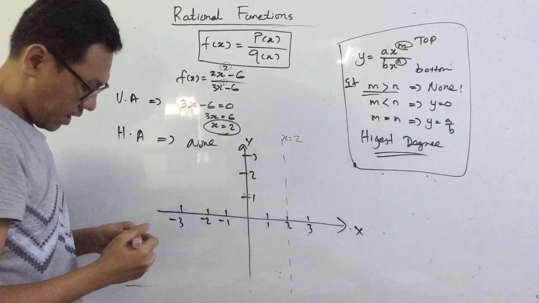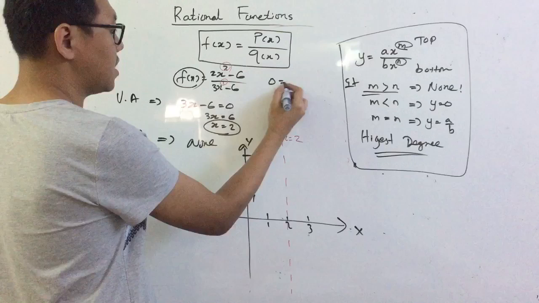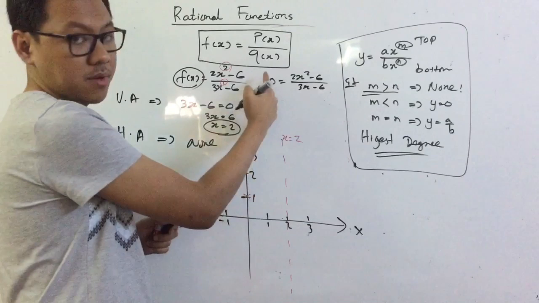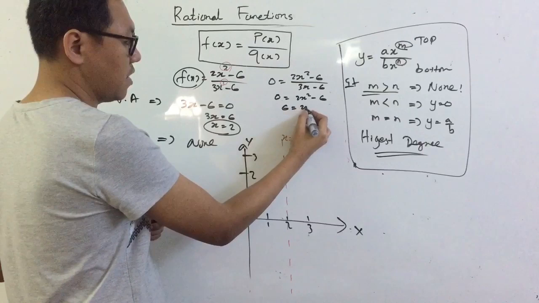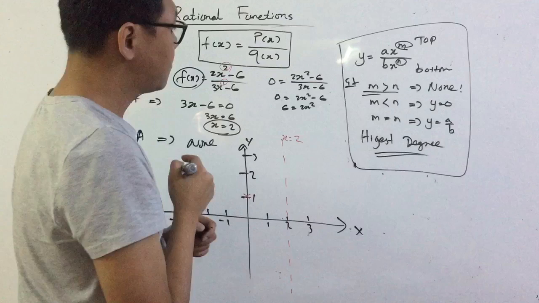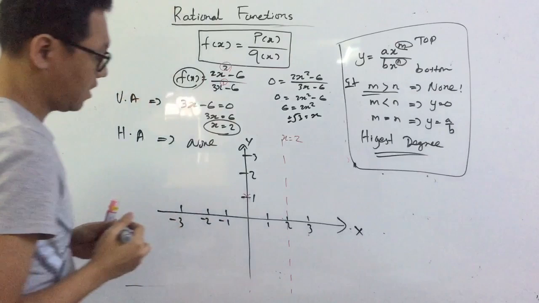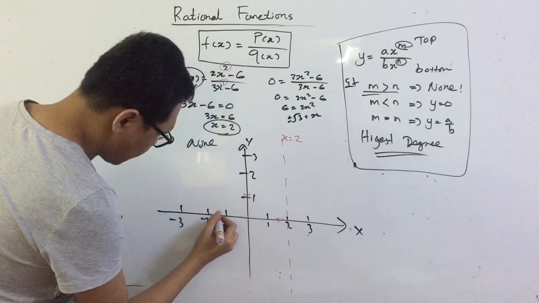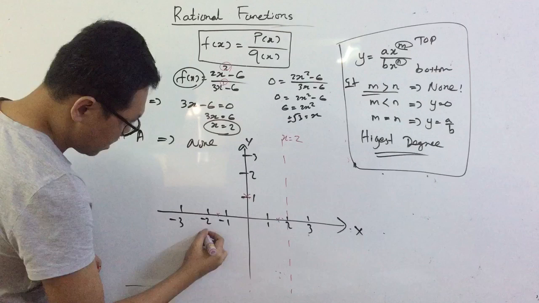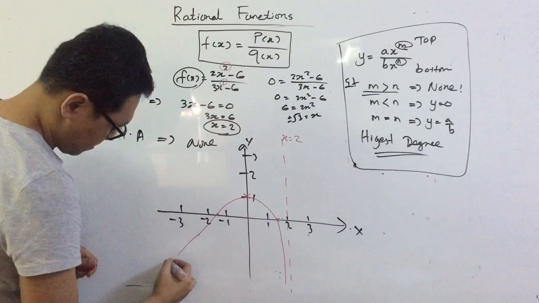And let's find the x-intercept. To find the x-intercept, you have to put y as 0, right? So 0 is equal to (2x squared minus 6) over (3x minus 6). So I'm going to multiply it out, so it will be 2x squared minus 6. So 6, 2x squared. So if you divide 6 over 2, you get 3. So it will be plus or minus root 3. So plus or minus root 3 would be around 1.7, so it would be here and it would be here. Okay, so let me draw the graph here, something like this. And there will be x-intercepts.